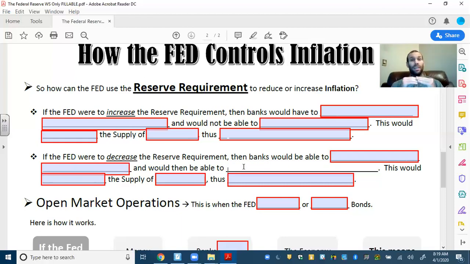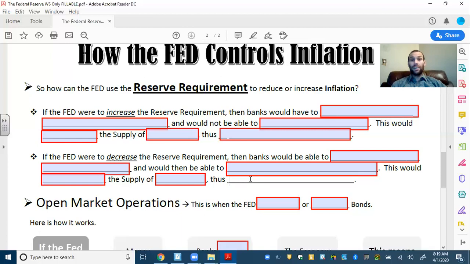So if they're holding on to less money and loan more out, think about what happens next. People are going to get more loans. And if people get more loans, that means they're using that money to buy more things. So this would, what do you think, increase or decrease the supply of money? The answer is that would increase the supply of money, thus increasing inflation.